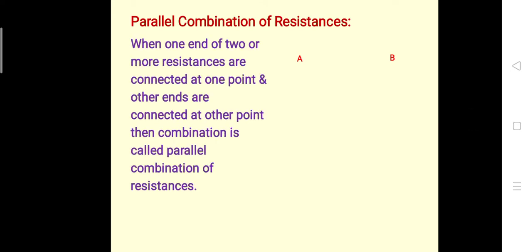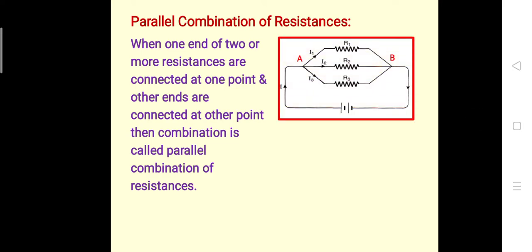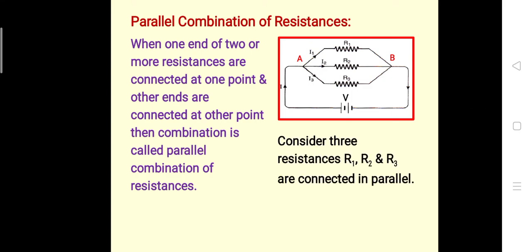Now, parallel combination of resistances. When one end of two or more resistances are connected at one point and the other ends are connected at another point, then the combination is called parallel combination of resistances. See this diagram. Here there are three resistances R1, R2 and R3. One end of R1, R2 and R3 is connected at point A and the other ends of R1, R2, R3 are connected at point B. It means these three resistances are connected in parallel combination.